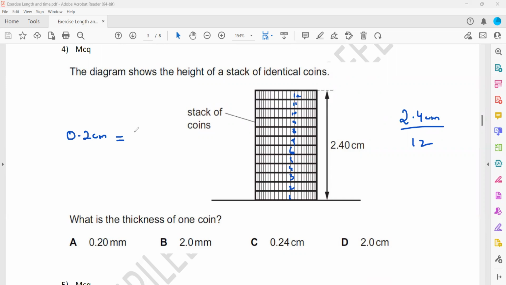0.2 centimeter, which we convert into millimeter, because there is an option of 0.24 centimeter, not 0.2, so that it cannot be, or 2 centimeter. Others are in millimeter. So if we convert the centimeter into millimeter, we multiply by 10. So when we multiply by 10, it will be equal to 2 millimeter. So B should be the right answer. Is it clear, this one?